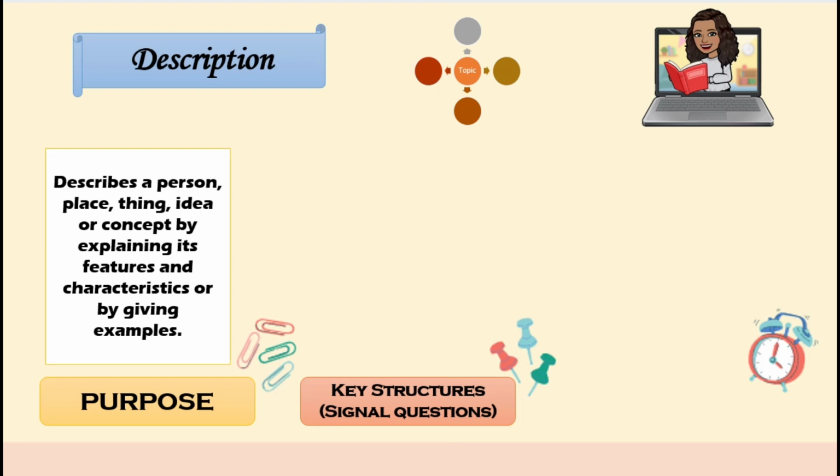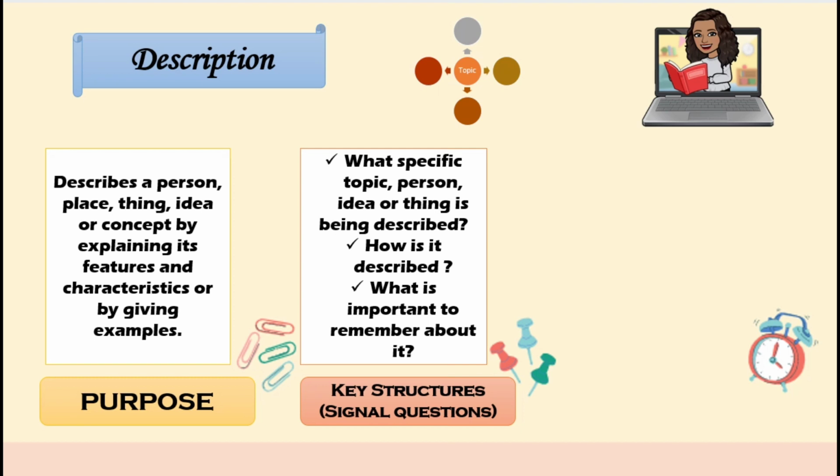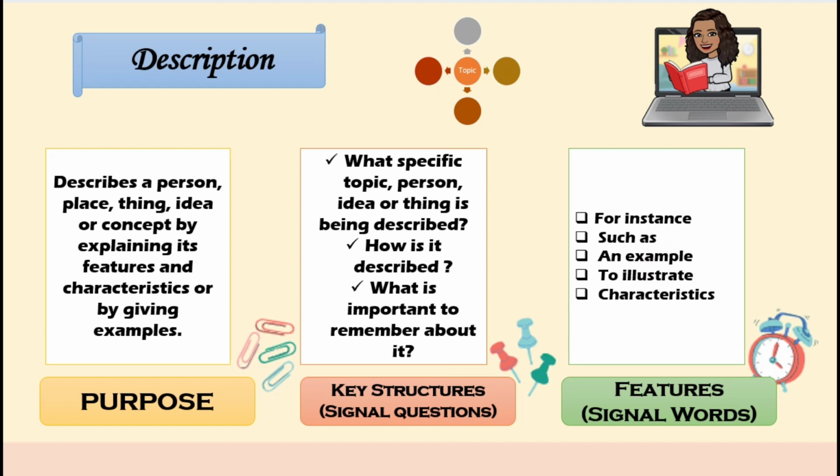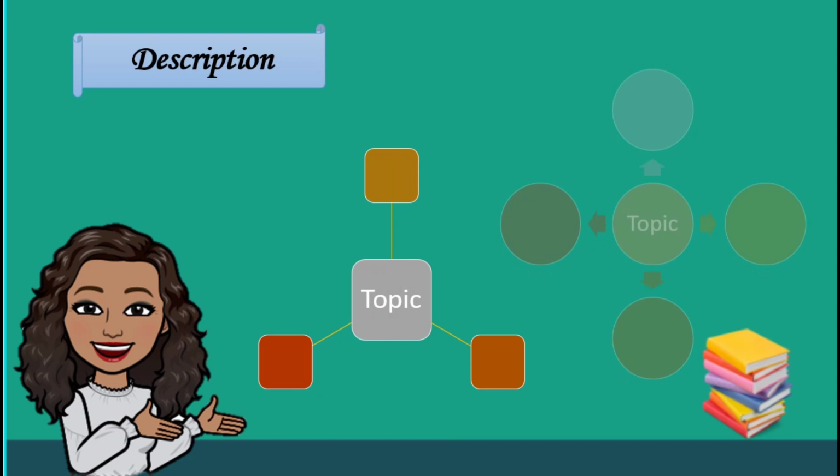To identify a descriptive text, we must ask ourselves the signal questions or key structures. What specific topic, person, idea, or thing is being described? How is it described? What is important to remember about it? And these are the following features or signal words for a descriptive text. We have the phrases, for instance, such as, an example, to illustrate, and the word characteristics. Information using description may be presented using these graphic organizers.